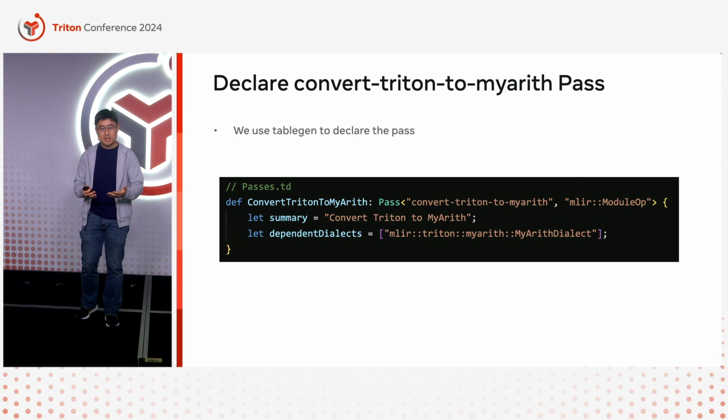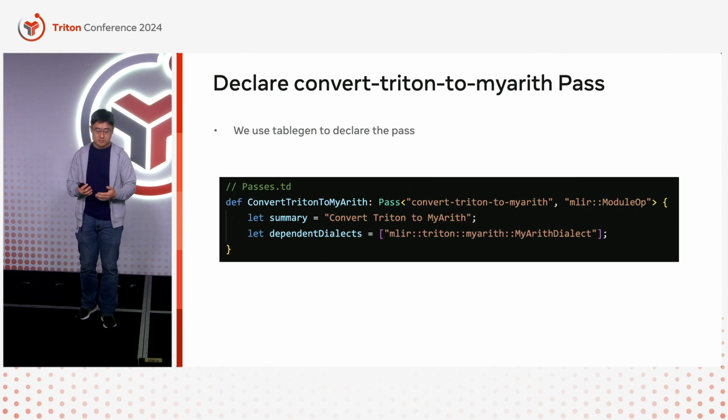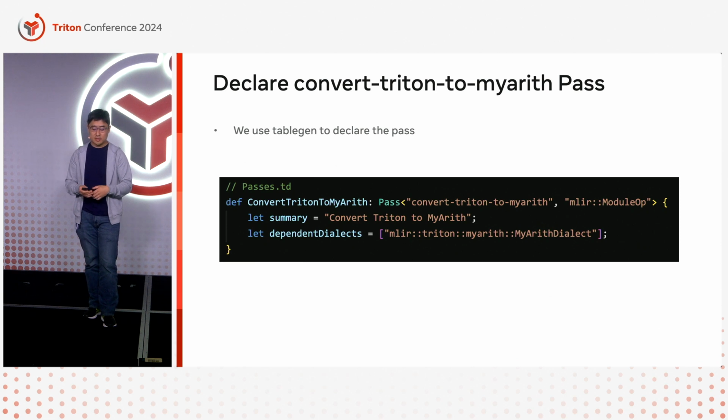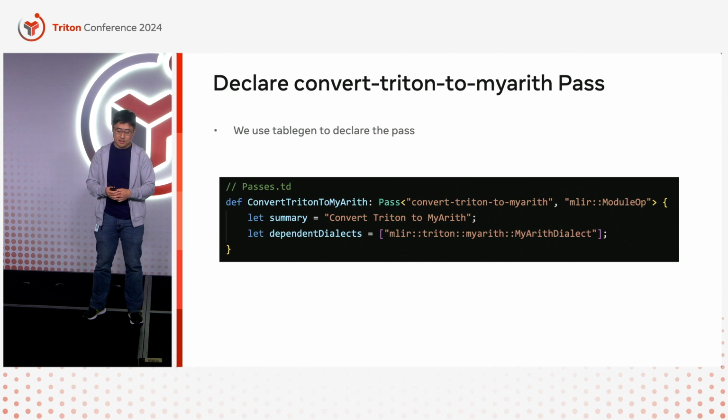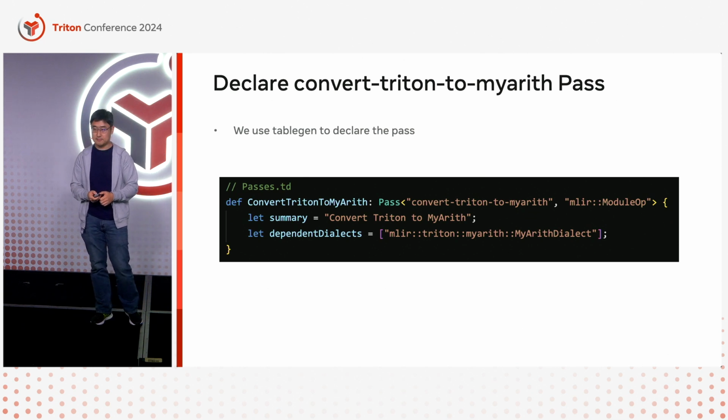So coming back to finish our example, the next thing we want to do is, of course, define our pass to do this rewrite. So here, we're using TableGen again. We create a new passes.td file. We define our convert Triton to MyArith pass. We give it a brief summary, and in the dependent dialects section, we specify which dialect we will generate operations from in this pass. So in this case, it'll be our newly defined dialect.